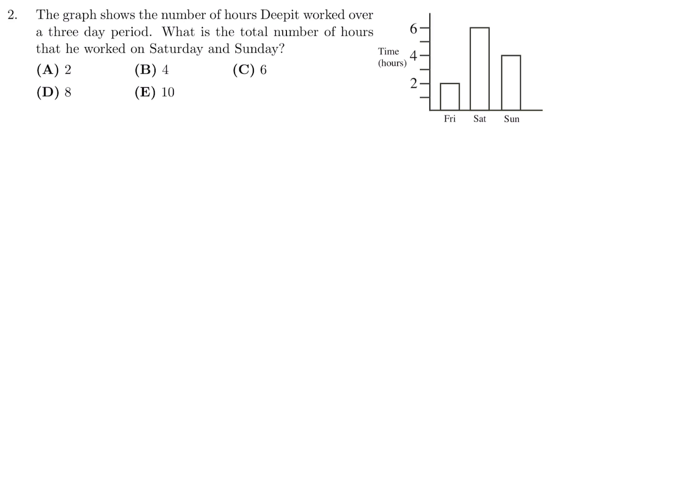The graph shows the number of hours Deepit worked over a 3-day period. What is the total number of hours that he worked on Saturday and Sunday? Saturday, he works 6 hours, and Sunday, according to the graph, he worked 4 hours. So the total amount of hours he worked on Saturday and Sunday is 6 plus 4, which is 10. So number 2, the answer is E.